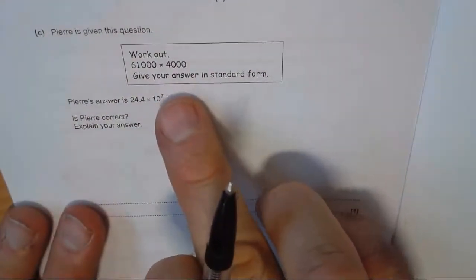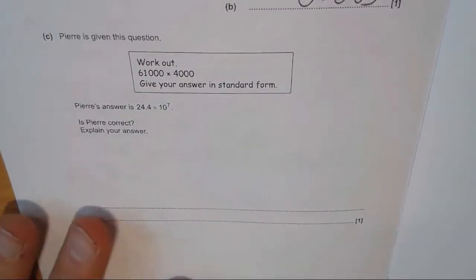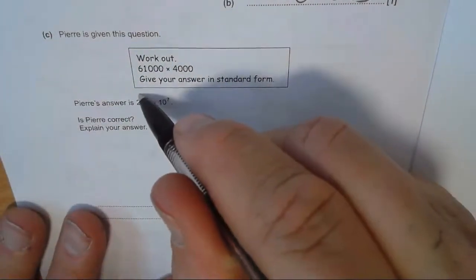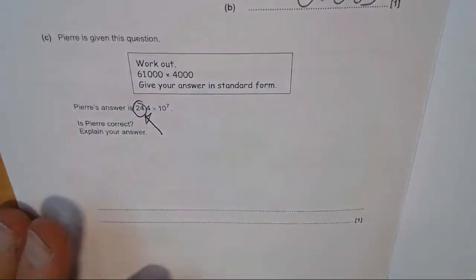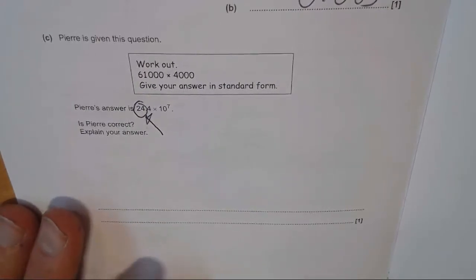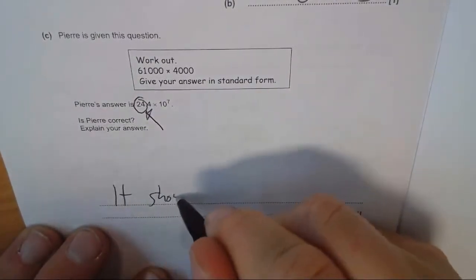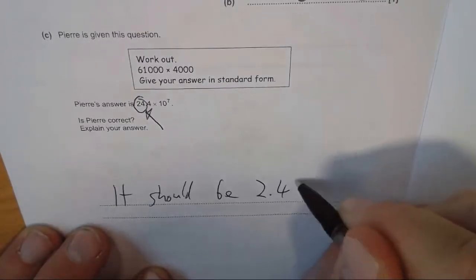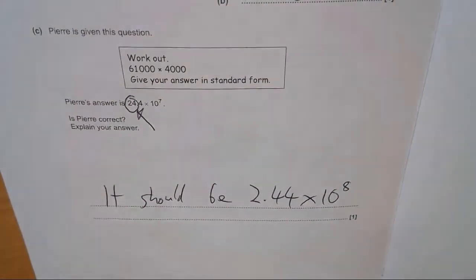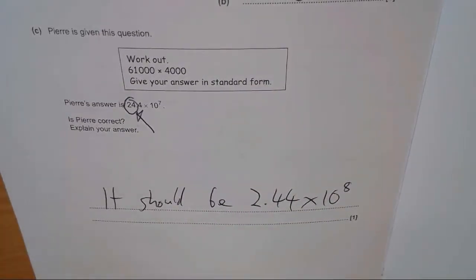Right. So, now the thing is, he's done that calculation correct. 24.4 times 10 to the 7 is the answer to that calculation. But the problem with it is that it's not in standard form. That 24, for standard form you need to have that beginning number between 1 and 10, at maximum 10. So it should be 2.44 times 10 to the 8. The first number has to be between 1 and 9.9 recurring. Anything like that, you're getting your mark.